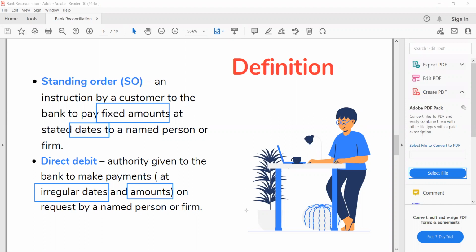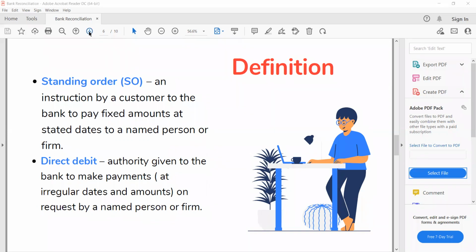For example, for our mobile phone, a lot of the time nowadays we do direct debit. Based on the usage, we instruct the bank to make the payment to the telco company. Standing order, most of the time, we use for rent, because rent is fixed, and the date and payee are all fixed, so it is easier for us to arrange the standing order.